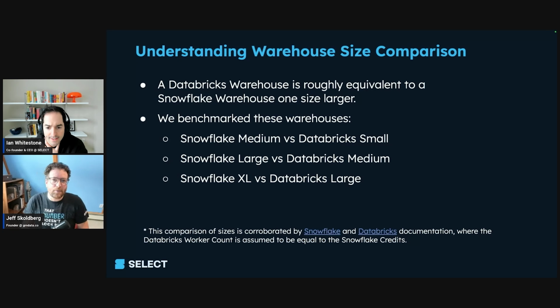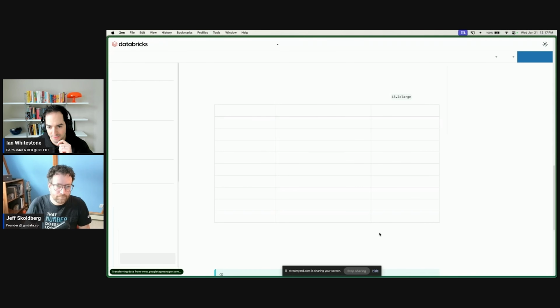Perfect. So understanding warehouse size comparisons, this is pretty tricky, actually. A Databricks warehouse is roughly equivalent to a Snowflake warehouse that is one size larger. And we have some evidence of this linked in the documentation, but basically we believe through our research that a Snowflake medium is equal to a Databricks small, and a Snowflake large is equal to a Databricks medium, etc. And these are the three sizes that we tested, and therefore the three sizes that we compared. Jeff, just so we can show people, I think it's interesting. Do you want to just click the link and we'll explain why?